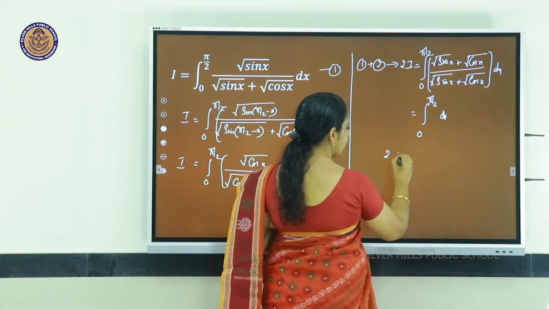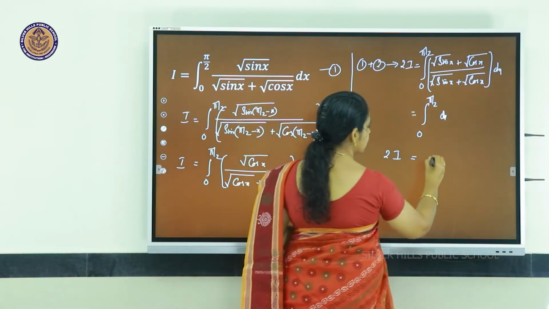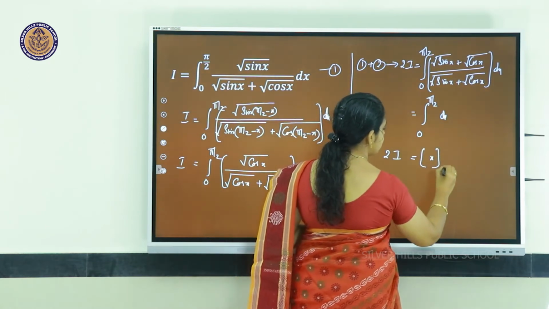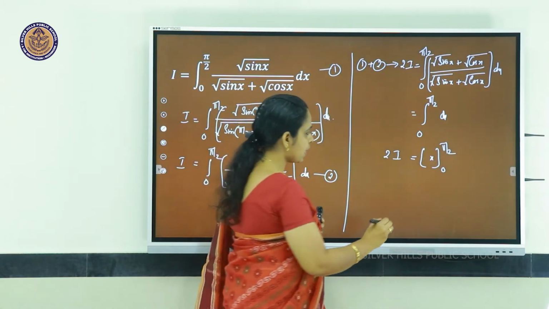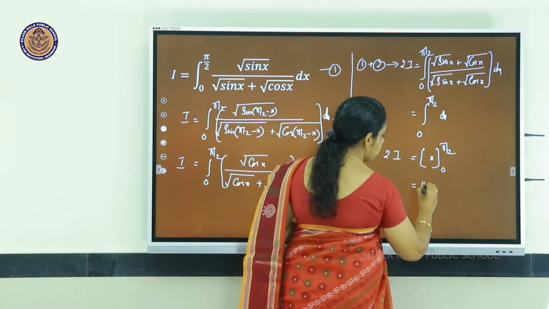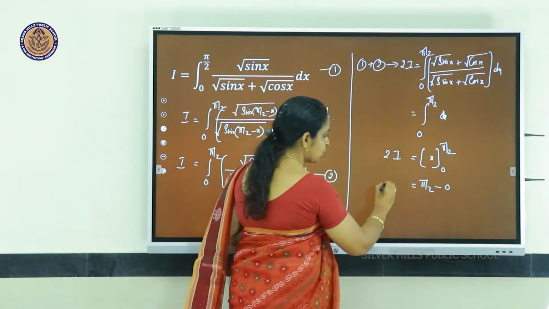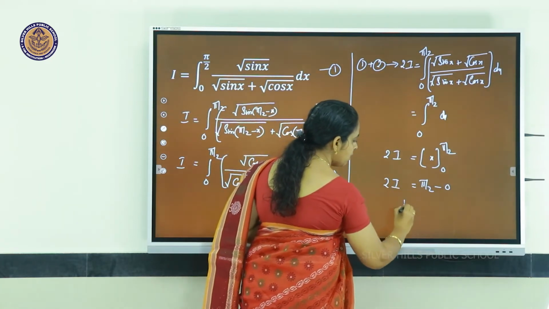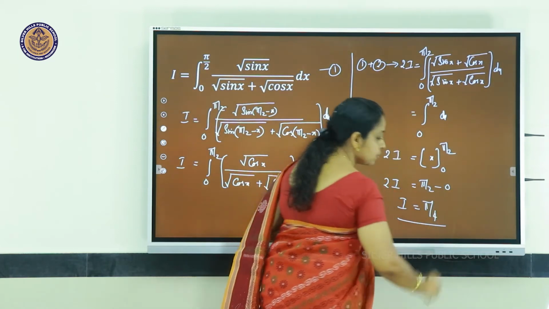So, 2i will be equal to integral dx is x upon the limits 0 and pi by 2. Giving upper limit and lower limit respectively, pi by 2 minus 0. That was our 2i. So, I will become pi by 4. So, simpler.